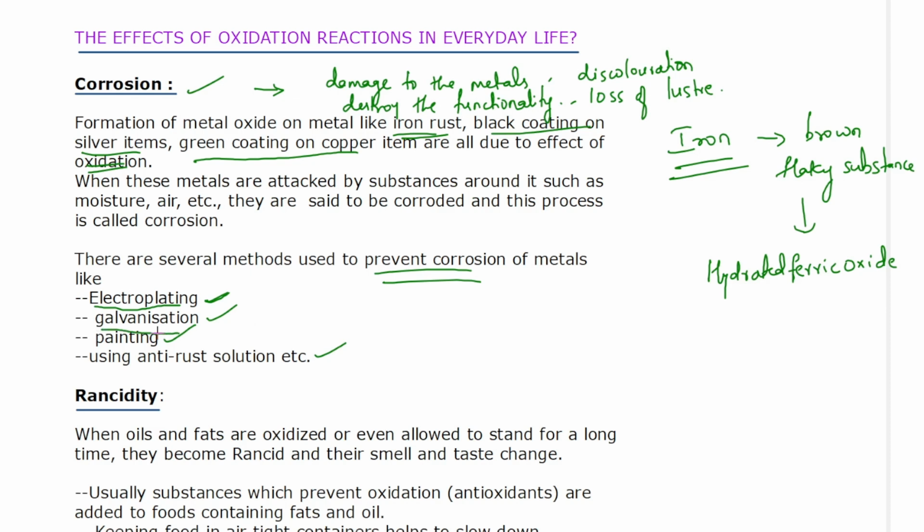And in case of galvanization, it is the process of applying a protective zinc coating, especially on iron or steel, to prevent rusting. And as usual, we know about the painting. When painting is done on the metal surfaces, it will act as a barrier between the metal surface and the environment, which will prevent the surface of the metal from being corroded. And also, we can use anti-rust solution to prevent corrosion here. This is about the prevention of corrosion.